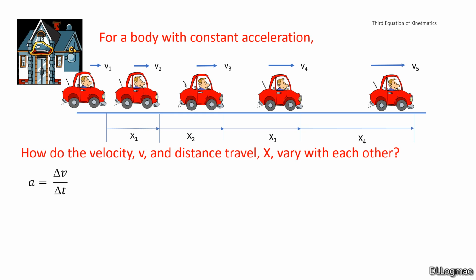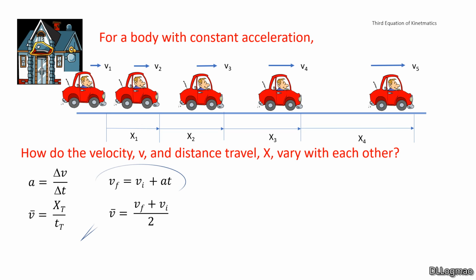Acceleration is equal to the change in velocity divided by change in time. The first equation of kinematics: final velocity is equal to the initial velocity plus the product of acceleration and time. Average velocity is equal to the ratio of total distance and total time. And average velocity is the sum of final and initial velocities divided by 2.